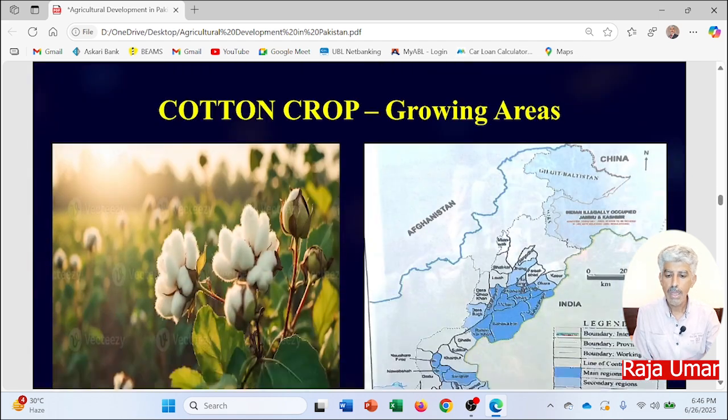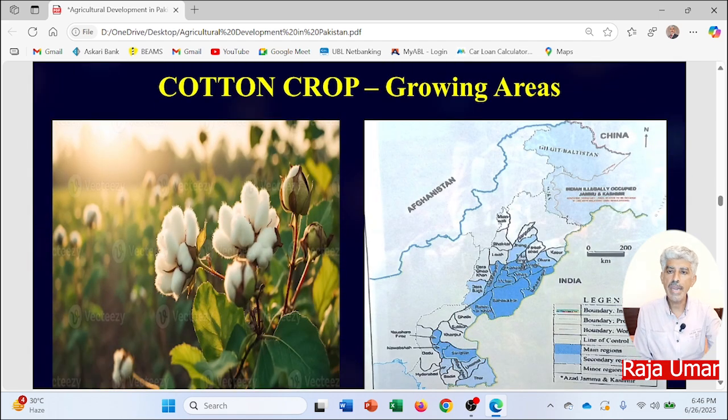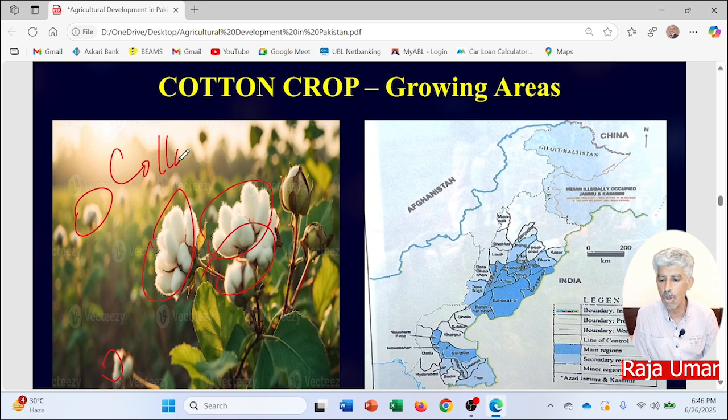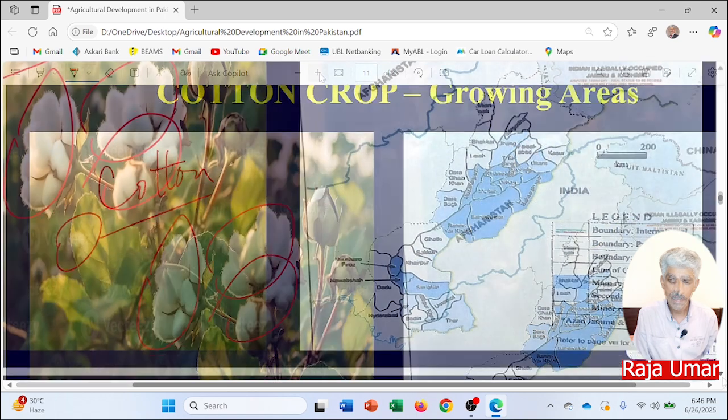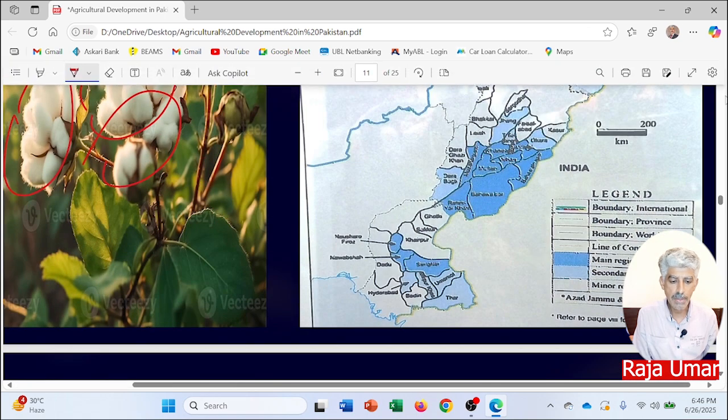Now here is the identification of the cotton crop. Here you can see that these cotton balls are quite visible, and you can easily identify that it is a cotton crop. And if you get a question regarding the identification of cotton crop, you can easily identify that this is a cotton crop.